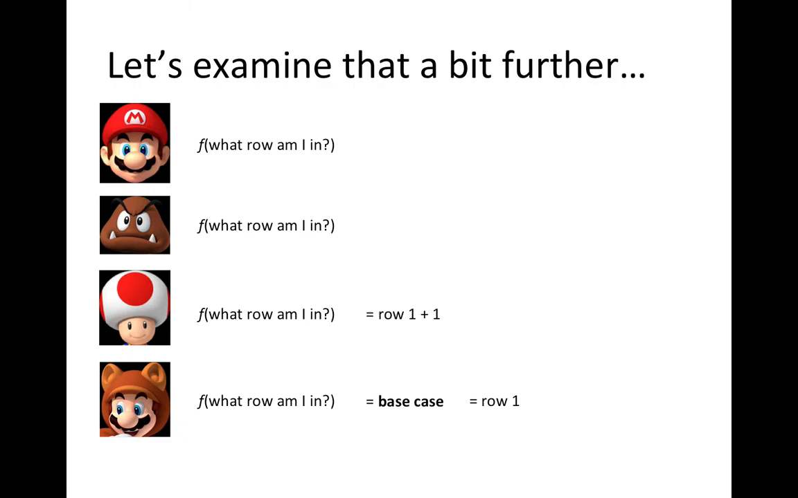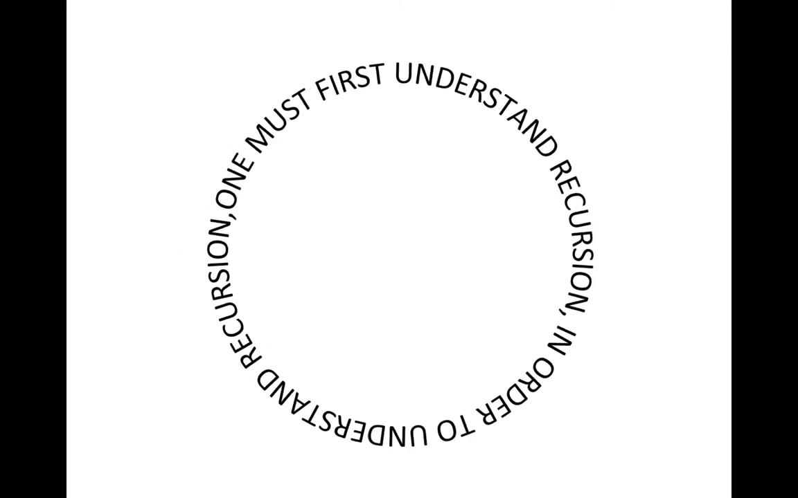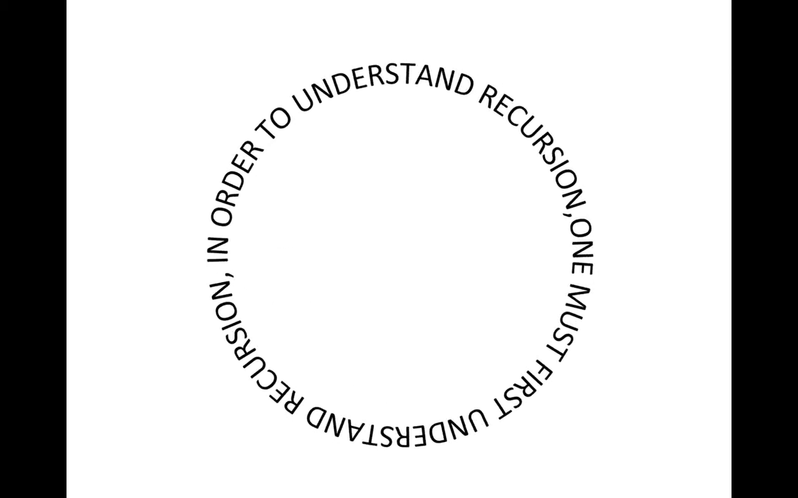So Toad is in row 1 plus 1. Toad's in row 2. And Koopa's in row 2 plus 1. So Koopa's in row 3. And that means Mario's in row 3 plus 1. Mario's in row 4. And the recursion is done. But remember, in order to understand recursion, one must first understand recursion.